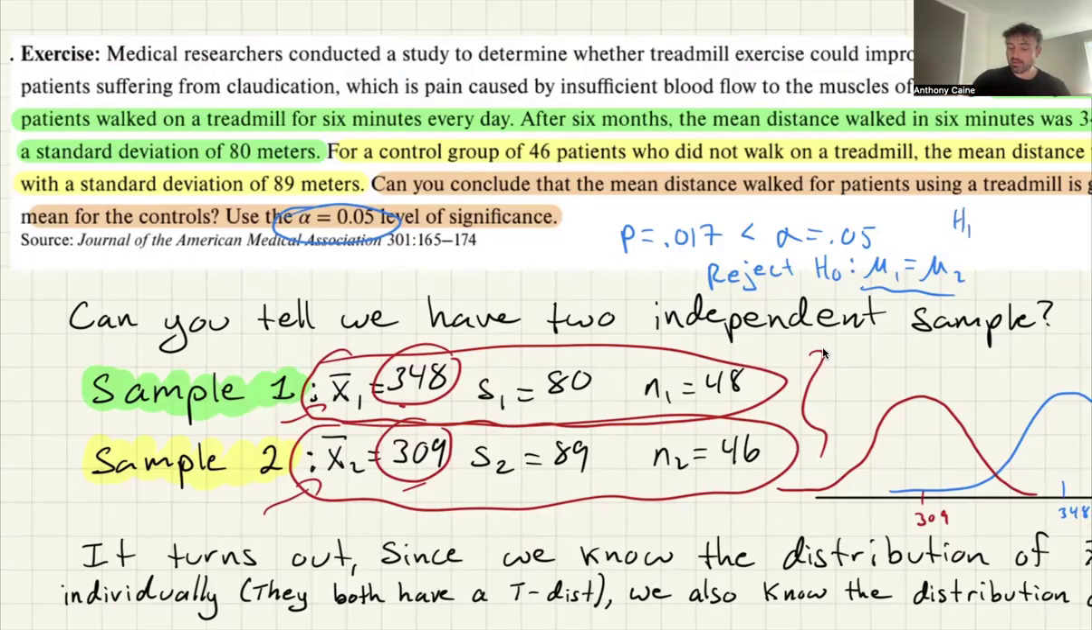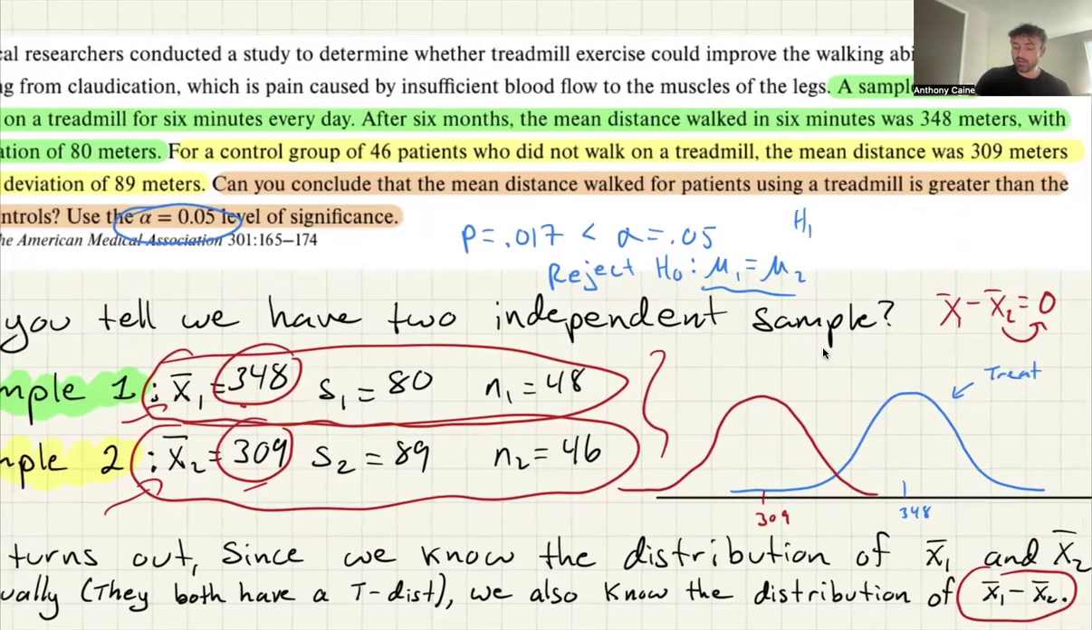Whereas the alternative hypothesis, that's what we had to read that sentence for. It's that the mean distance walked is greater than the control, right? So it's that the treatment group, sorry, not control group, the treatment is greater than control, okay?